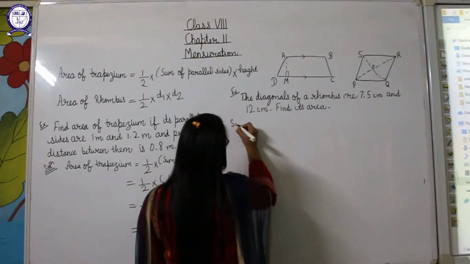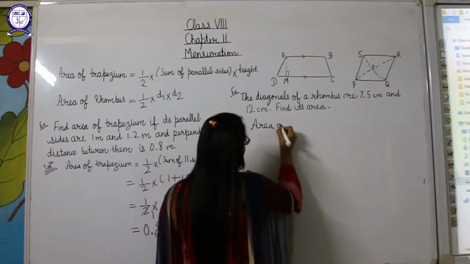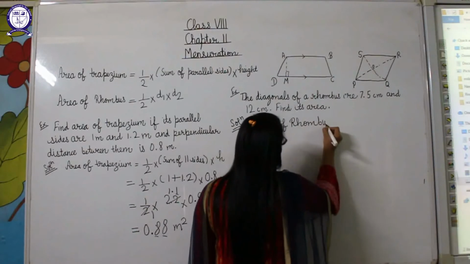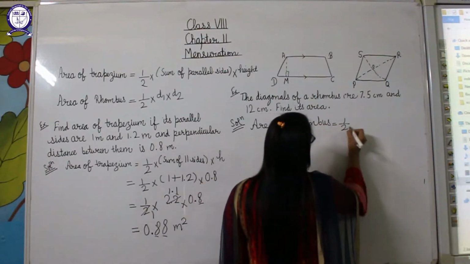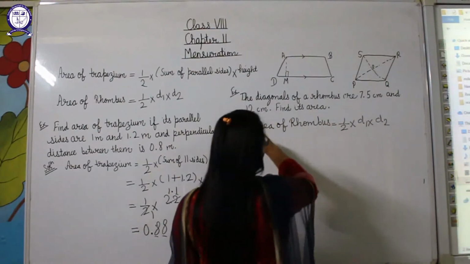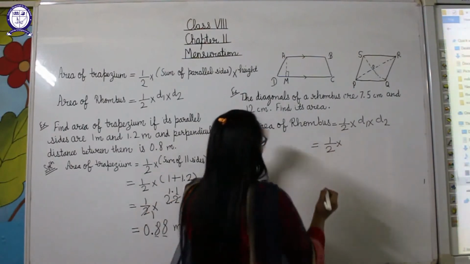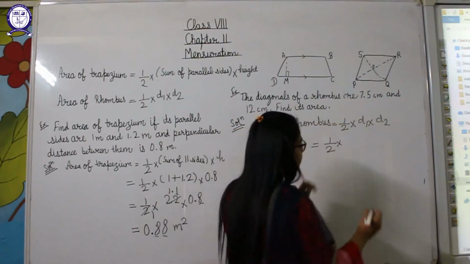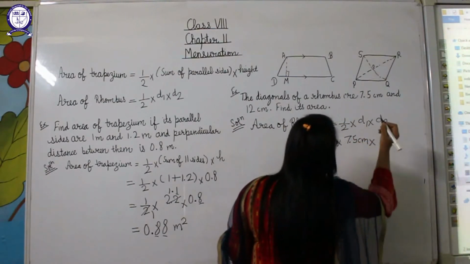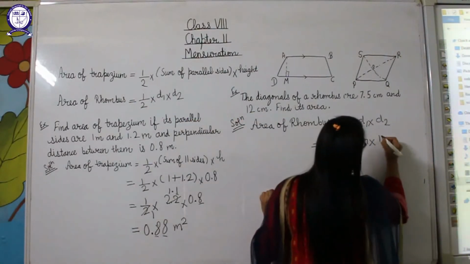So here for the solution, first of all we will write the formula. So area of rhombus is equal to half into D1 into D2. Now we know that diagonals are given as 7.5 and 12. So we will substitute the values. So half into D1. What is the first diagonal? 7.5 centimeter. So we will write 7.5 centimeter here. Multiply D2. D2 is 12 centimeter. So we will write 12 centimeter here.